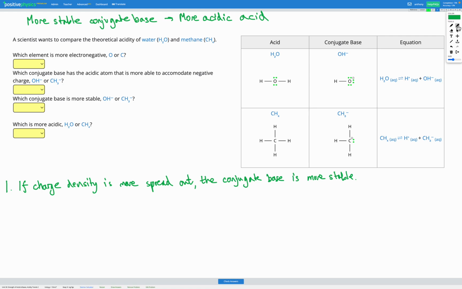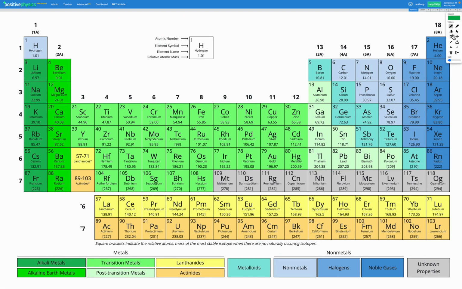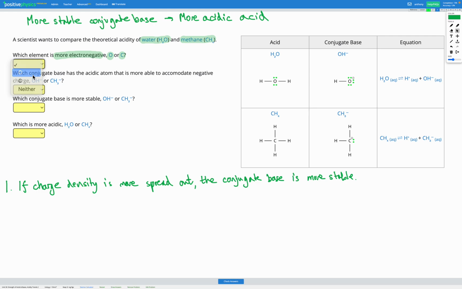In this question, we're comparing the theoretical acidity of water, H2O, and methane, CH4. So first we're asked, which element is more electronegative, oxygen or carbon? So let's head to our periodic table. Electronegativity increases as we go up the periodic table and increases as we go left to right on the periodic table as a general rule. So here we have carbon and here we have oxygen. Oxygen is to the right of carbon, so oxygen is going to have a higher electronegativity than carbon. So which is more electronegative? The answer is going to be oxygen.